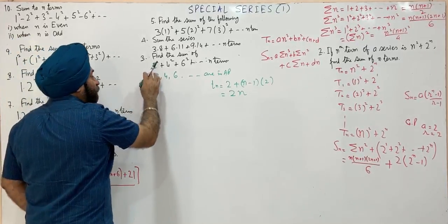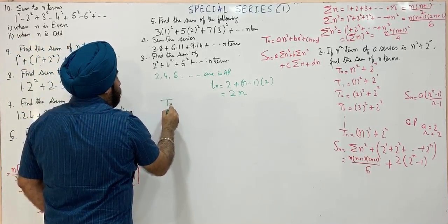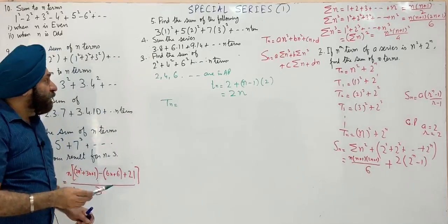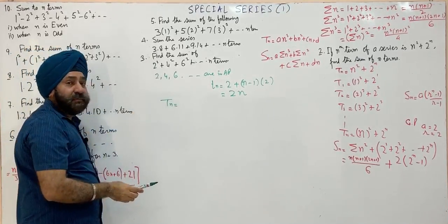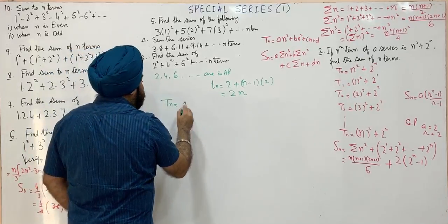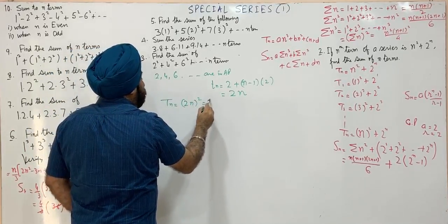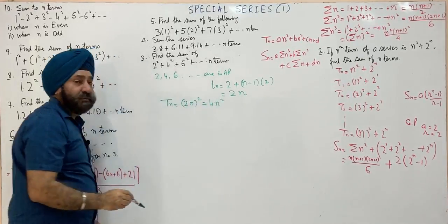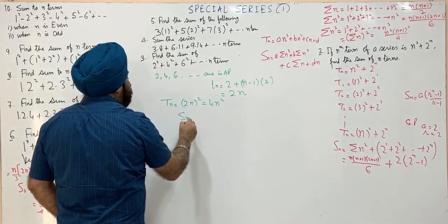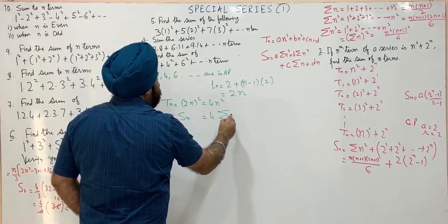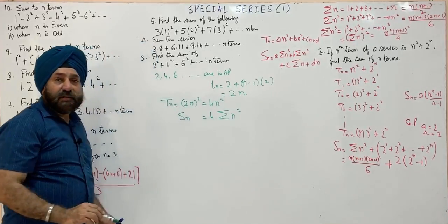What about nth term of this series? We write with capital Tn. Terms of this series are squares of terms of AP. So nth term will be square of 2n. That is, this is 4n square. So once nth term is known, we can write Sn as 4 times sigma n square. This is the final answer.